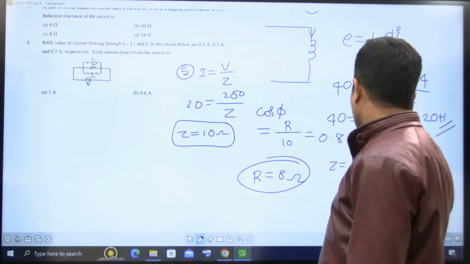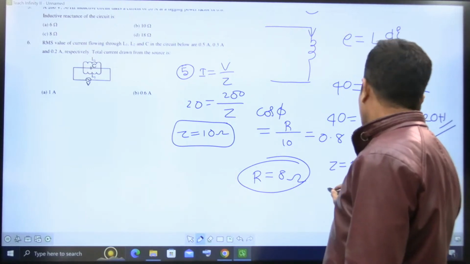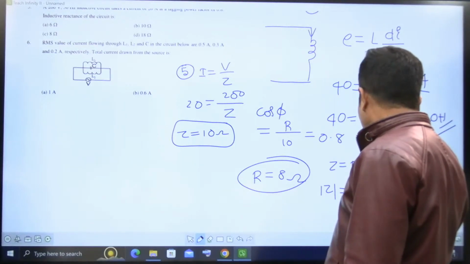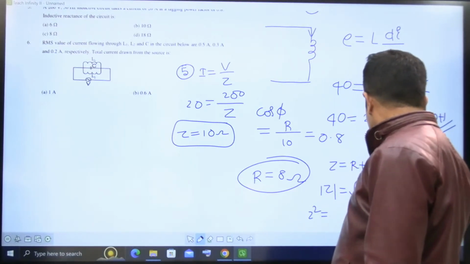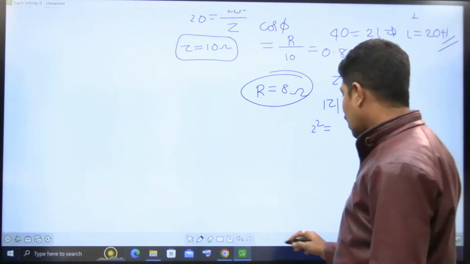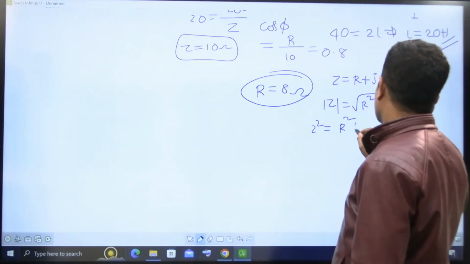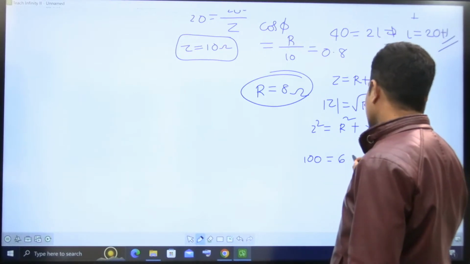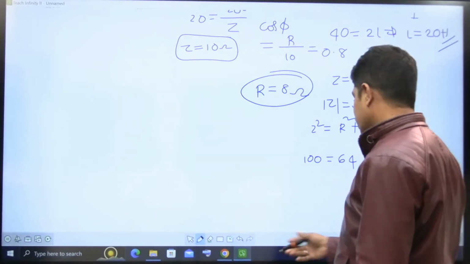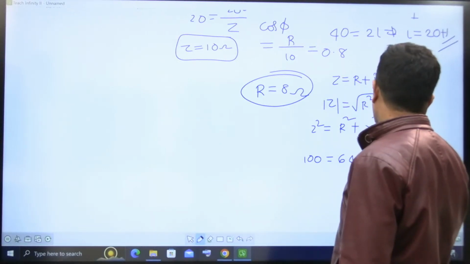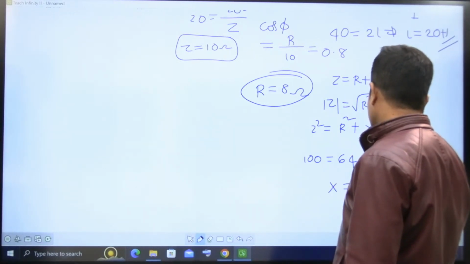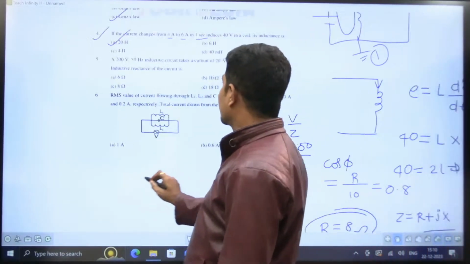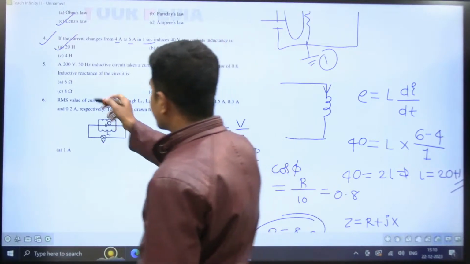What is Z? Z is equal to R plus jX. If I want the magnitude, that is equal to root of R square plus X square. So Z square is equal to R square plus X square. Z is 10, therefore it is 100. R is 8, this is 64 plus X square. So X square is equal to 36, X is equal to 6 ohms. The inductive reactance is simply 6 ohms. The option is A.